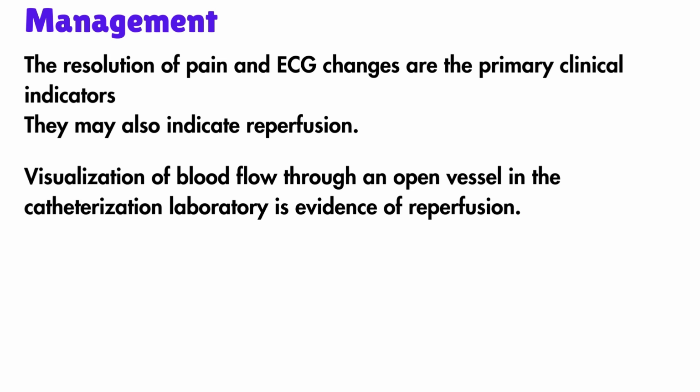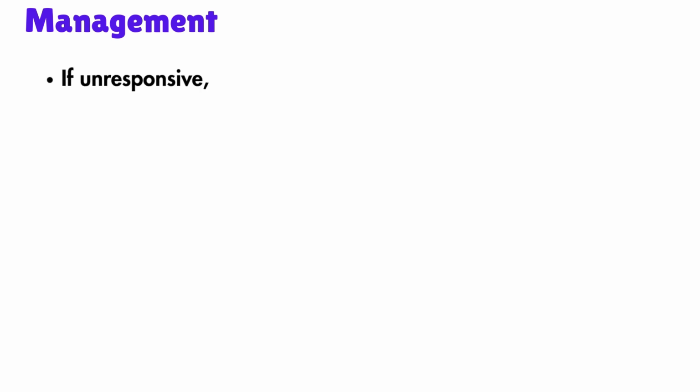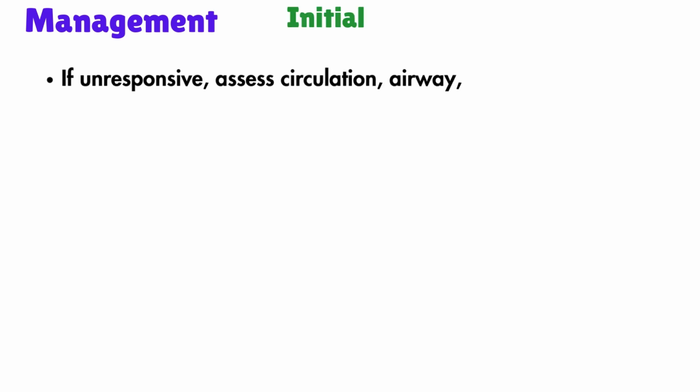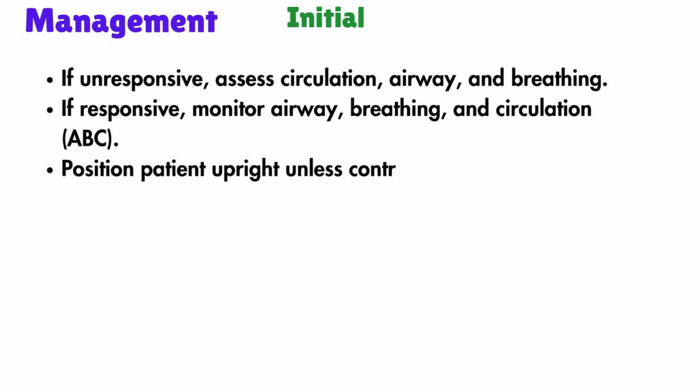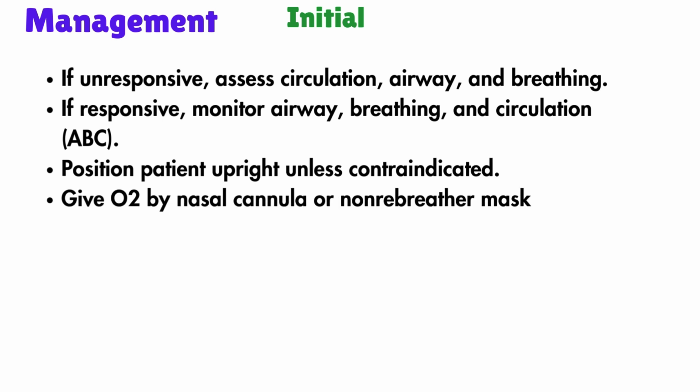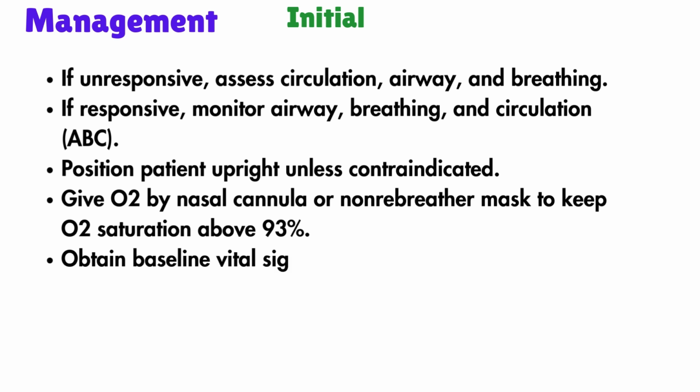It is very important to quickly diagnose and treat a patient with acute coronary syndrome to preserve heart muscle. Initial management of the patient with chest pain most often occurs in the emergency department. What is the initial management? If the patient is unresponsive, assess circulation, airway, and breathing. If the person is responsive, monitor airway, breathing, and circulation first. If it is not contraindicated, position the patient upright. Give oxygen by nasal cannula or non-rebreather mask to keep oxygen saturation above 93%.